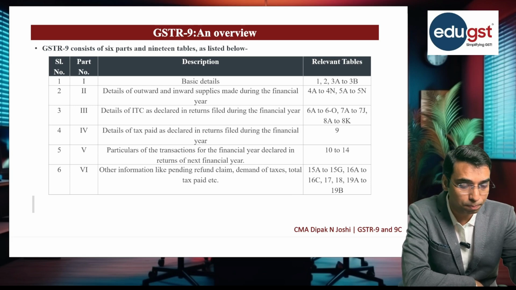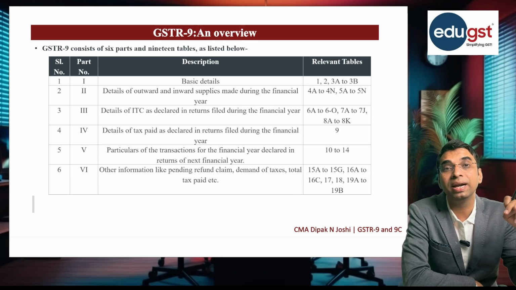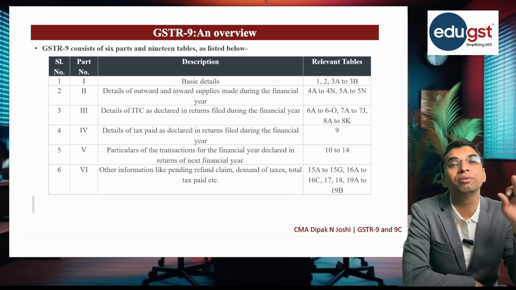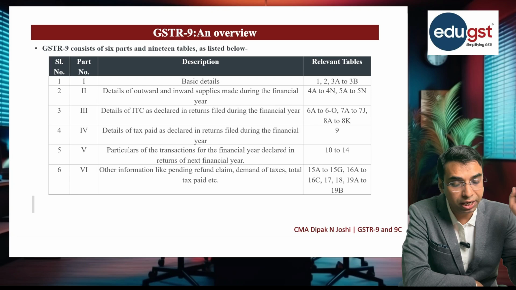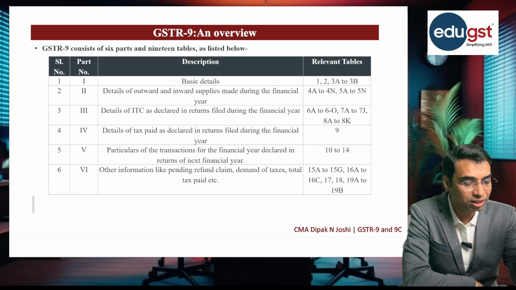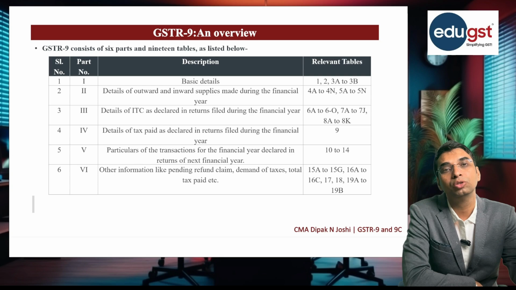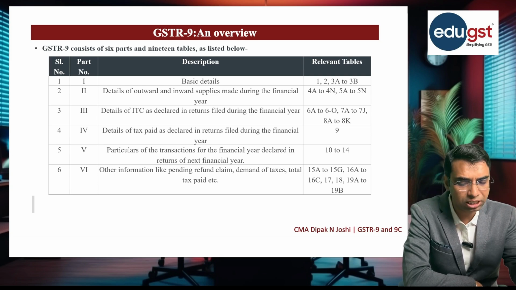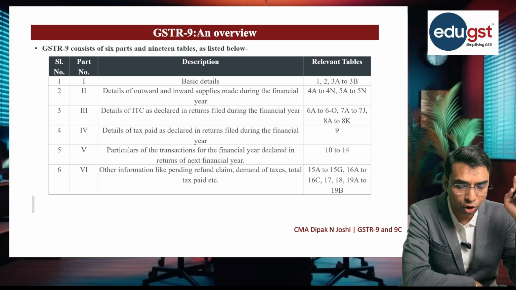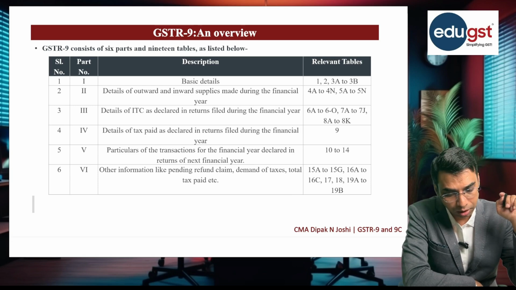Part 4 is details of tax as declared in return filed during the financial year, table number 9, tax payable and tax paid during the financial year. Part 5 is particulars of the transactions for the financial year declared in the return of the next financial year. You are allowed to do the adjustment till 30th November of next year, so all those adjustments you are required to mention in part 5 of GSTR-9.